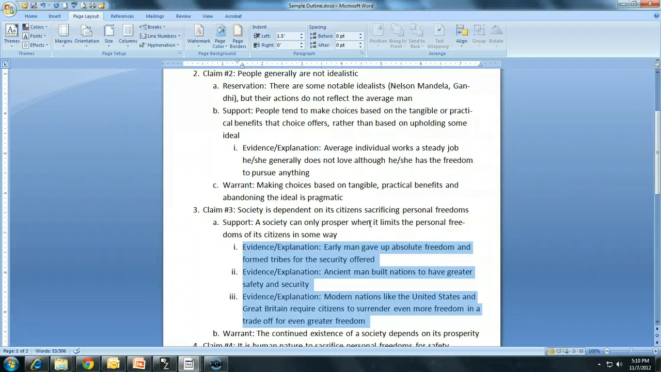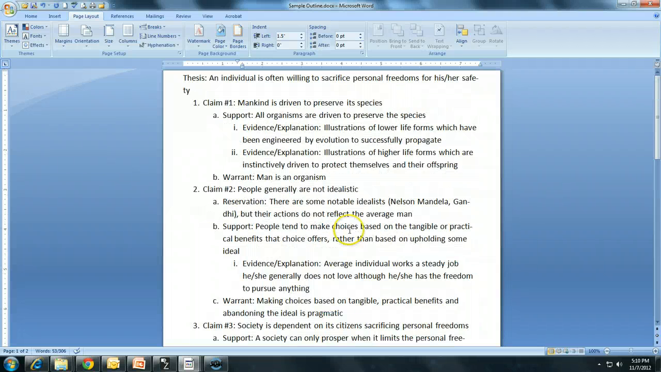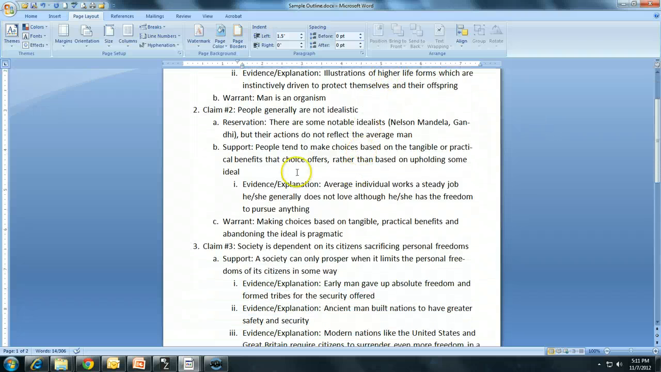Now I want to take a look at the different types of evidence and explanation that I use. On my first one, I use just simple illustrations, because this concept, the concept that all organisms are driven to preserve the species, that's a pretty basic concept. That really doesn't need much proof. I just need to illustrate it, to clarify what I'm talking about. That's what good writers do. Even if it seems obvious to us, good writers still provide illustrations. They expand on their ideas. Okay, but let's take a look at the next one.